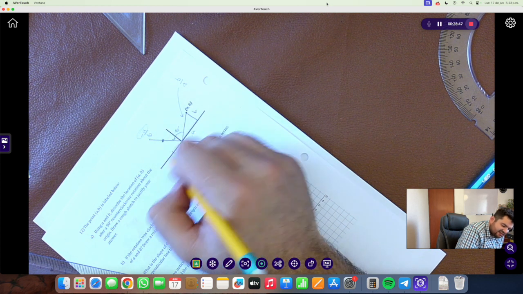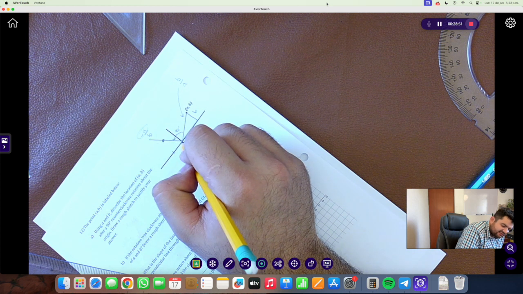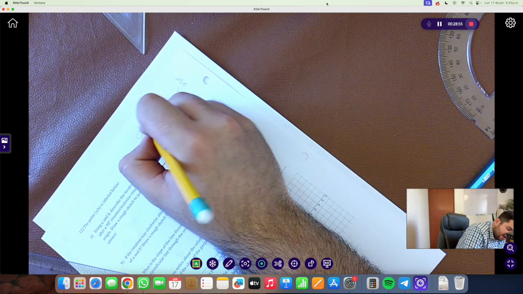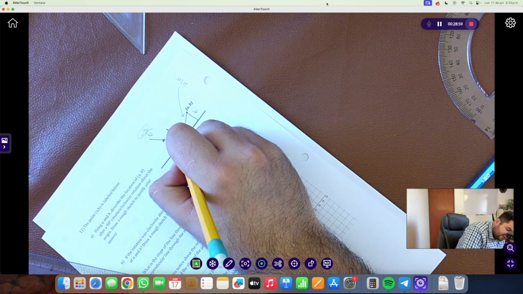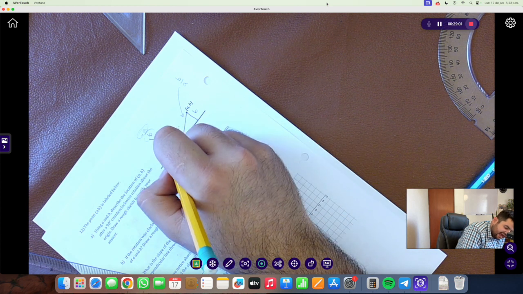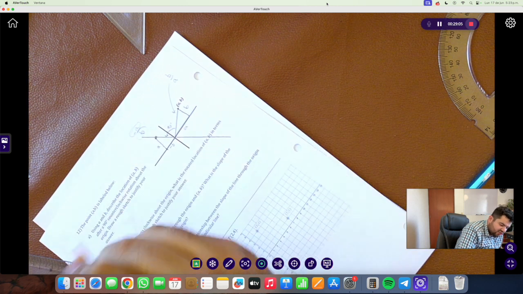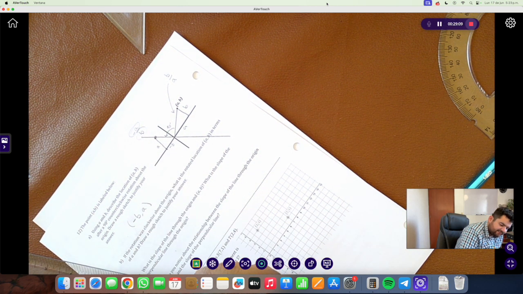So I am in the second quadrant. So my x is negative and my y is positive. So I am doing a run of -b units and a rise of a units. So my point would be -b, a.